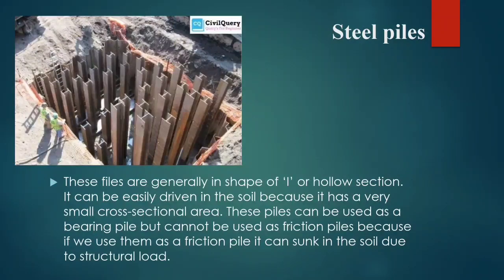Steel piles. These piles are generally in the shape of I or hollow section. It can be easily driven in the soil because it has a very small cross-sectional area. These piles can be used as a bearing pile but cannot be used as friction piles because if we use them as a friction pile, it can sink in the soil due to structural load.